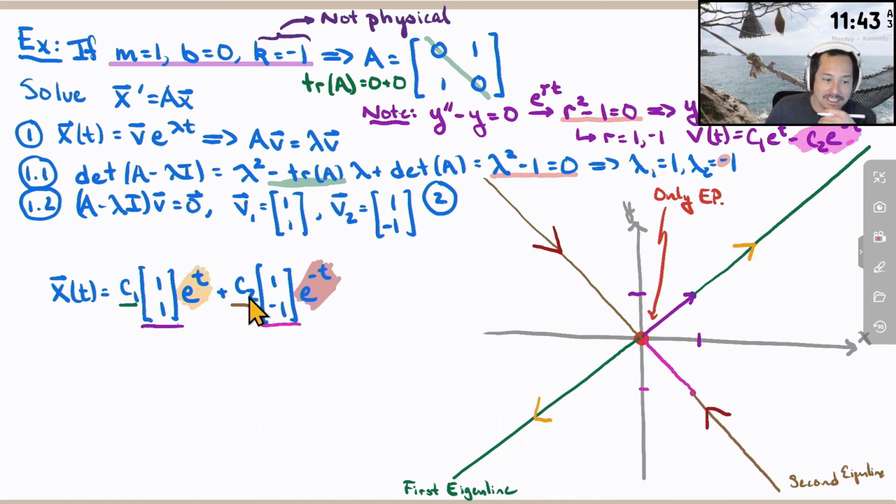So if I pretend C2 is 0, I only have this first solution. This first solution forms this green line, and because of this growing exponential, there's growth on this green line. And if I pretend C1 is 0, so I've got an initial condition such that only C2 stays, I get this brown eigenline. And because of the decaying exponential, I see decay on this brown eigenline. So I've set up the entire plane to be scaffolded off of these two eigenlines. Okay. Questions about that?